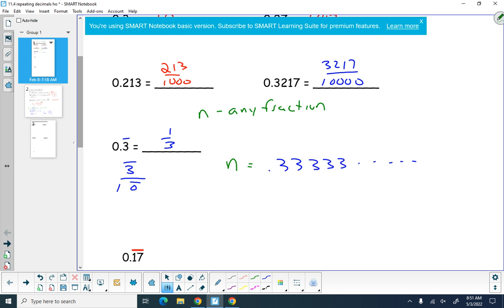And what we're going to use is the multiplication property of equality, which allows me to multiply both sides of the equal sign by the exact same thing and not change the equality. If I multiply both sides by 5, I multiply n by 5 and 0.333 by 5. I'm not going to change my equality here. Well, what I'm going to want to multiply by is the value of 10.